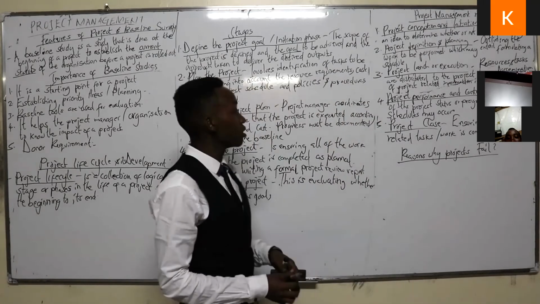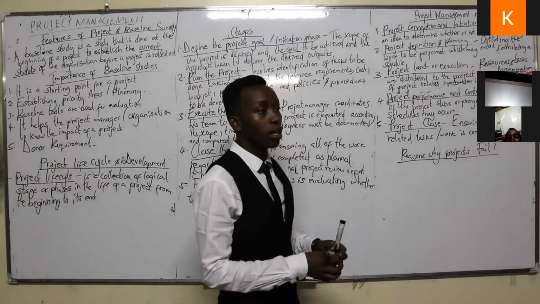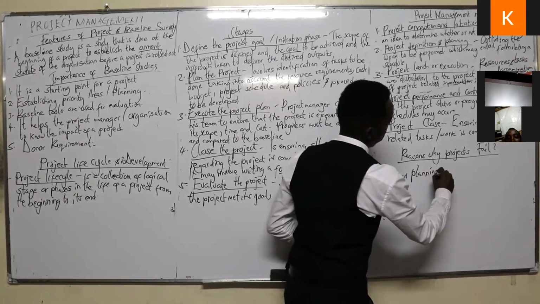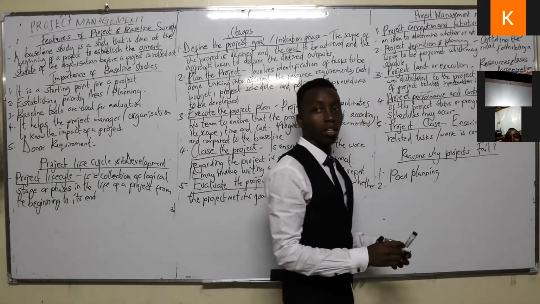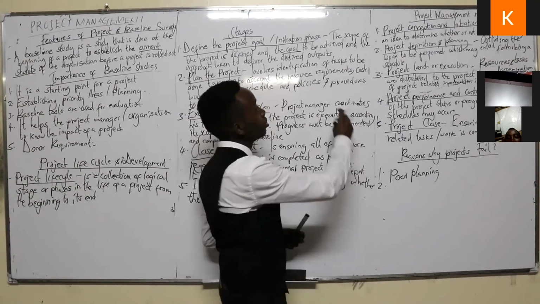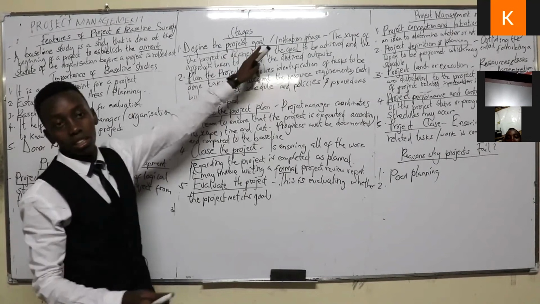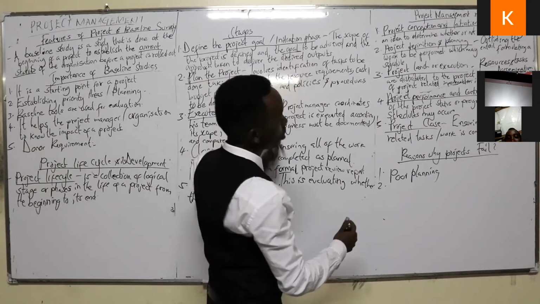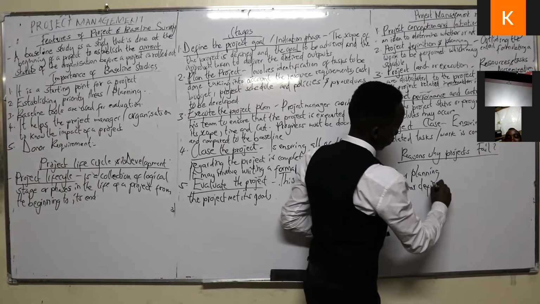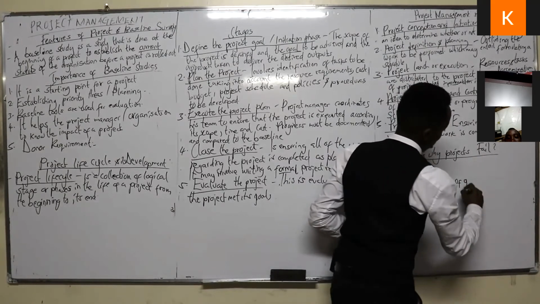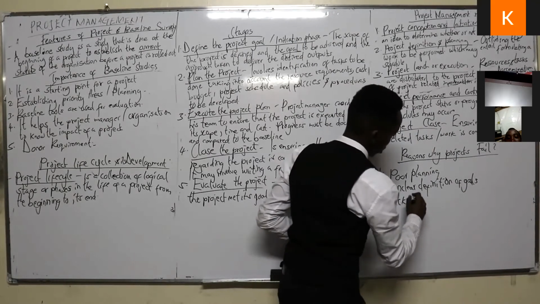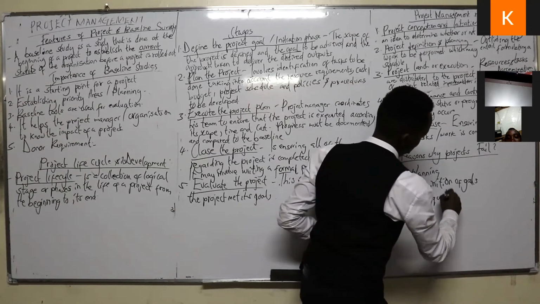So what are some of the reasons why projects fail? One is poor planning. Another one also, lack of proper definition of project goals. They do not know what the project is intended for. So you can say unclear definition of goals. Also, lack of adequate resources. This is always a point.